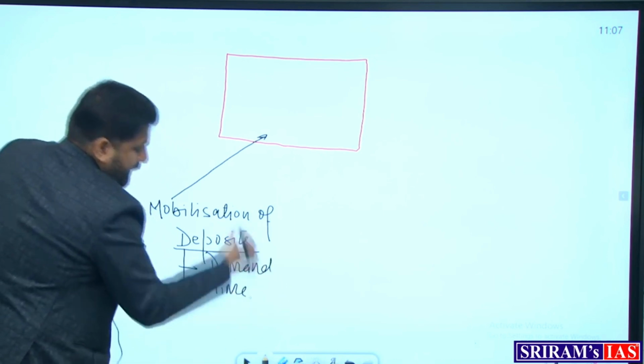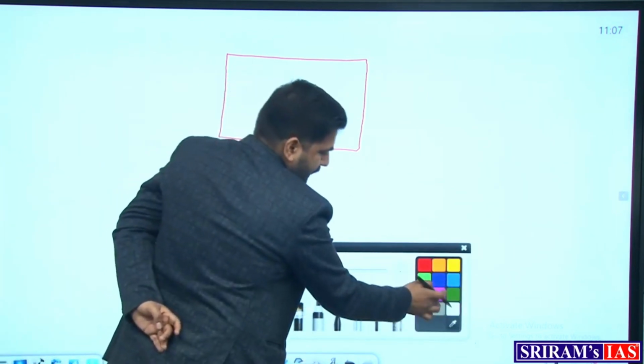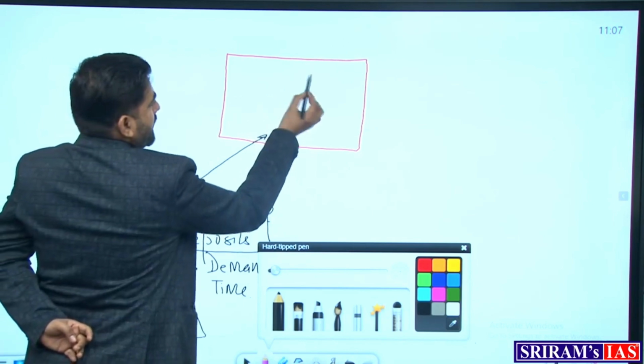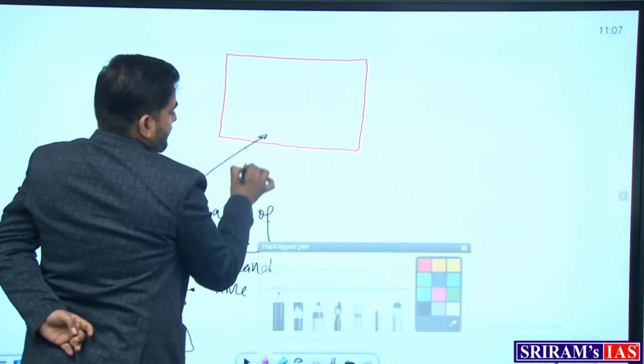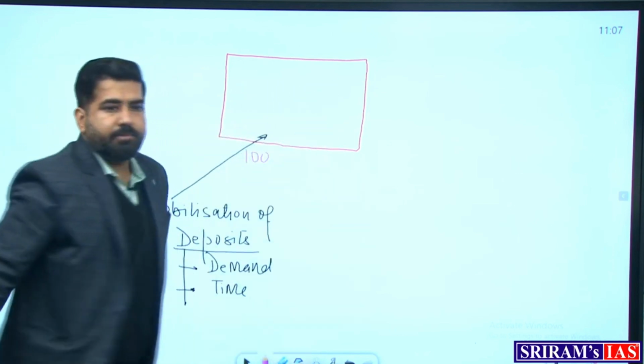Now suppose the bank mobilizes rupees 100, just for understanding purposes. So this is a pool of rupees 100 which is mobilized by the bank.